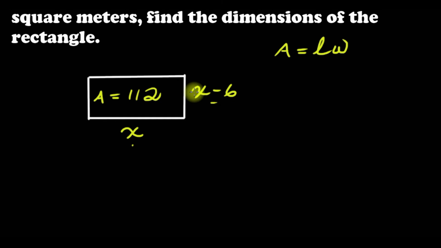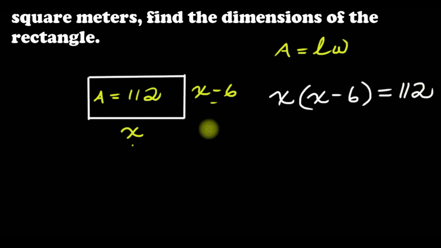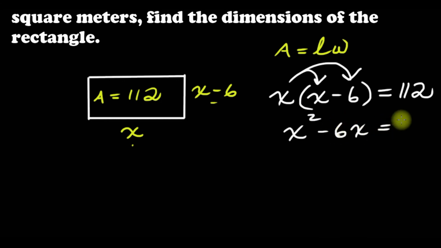Okay, so we're going to set this up into a quadratic equation, and then we can solve that quadratic equation to find out what x is. So you're going to have length times width, so that's going to be x times x minus 6. So that is your length times width, and then it's going to come out to 112. Okay, and then we're going to solve for x now. So here we have to distribute the x to get rid of the parenthesis. So you end up with x squared, take away 6x equals 112.